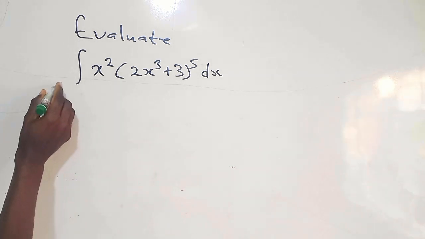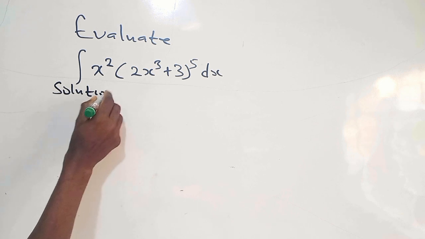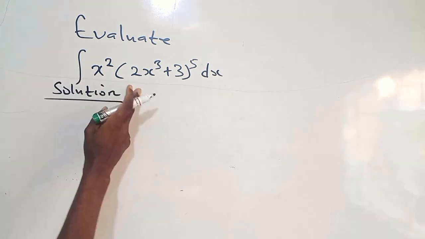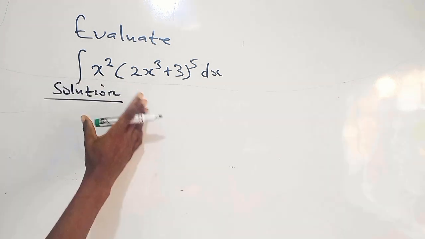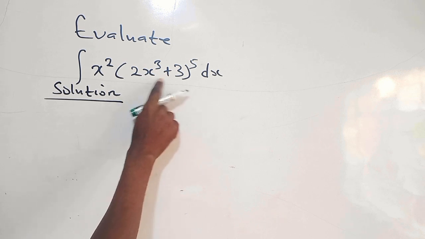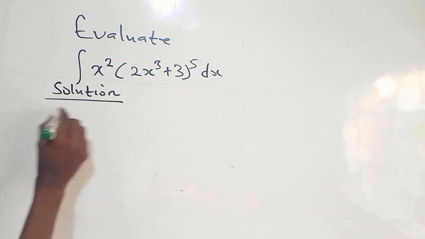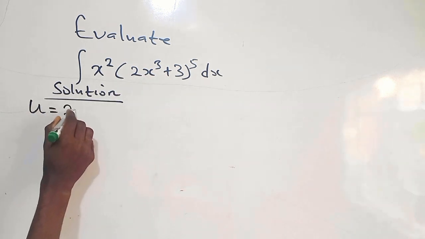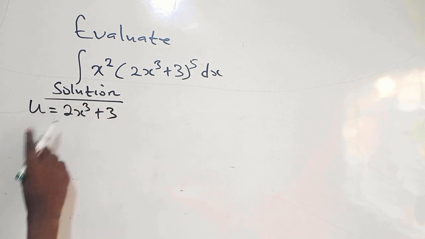The question says evaluate using substitution method. So how do we go about this? We have solution. So to do this using substitution method, we have to replace what we have here with a letter. Let's say letter u, that is 2x cubed plus 3.